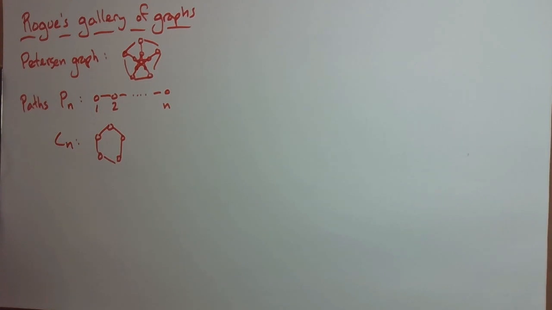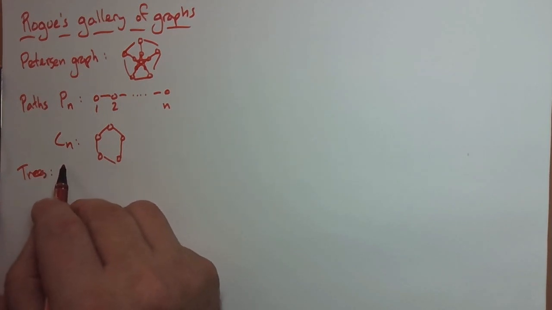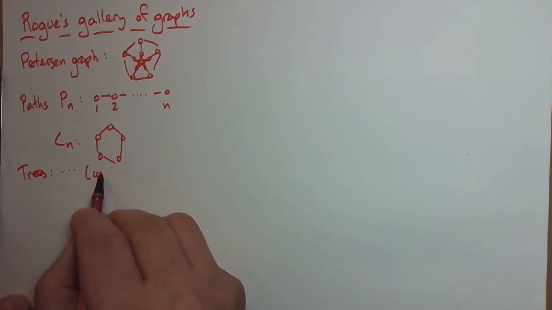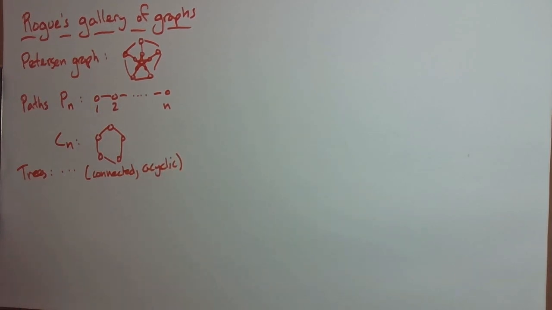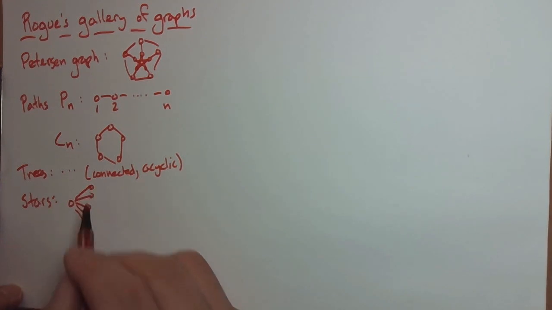Okay, other graphs. Trees. Trees are connected and acyclic. Trees are interesting in that they are the minimal way you can be connected, and there are some very beautiful results about trees in spectral graph theory. While we're on trees, I'll mention stars. You have one central vertex connected to a bunch of other vertices. When you draw it this way, it doesn't look like a star.